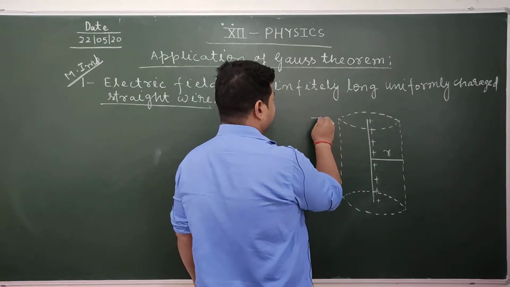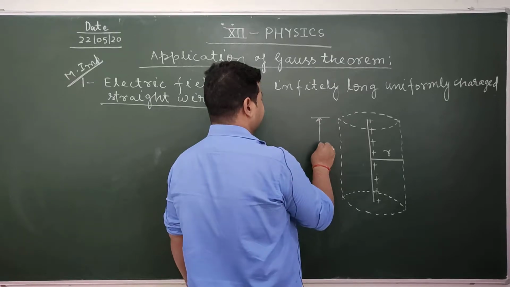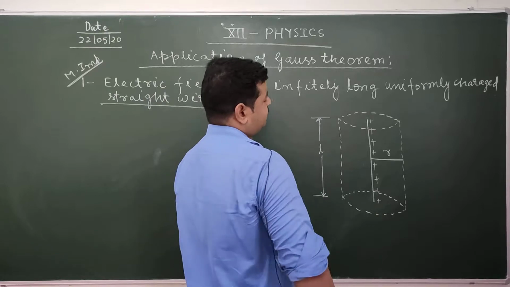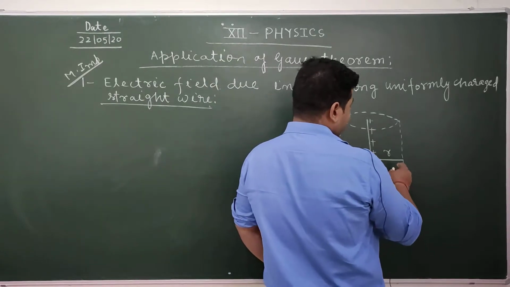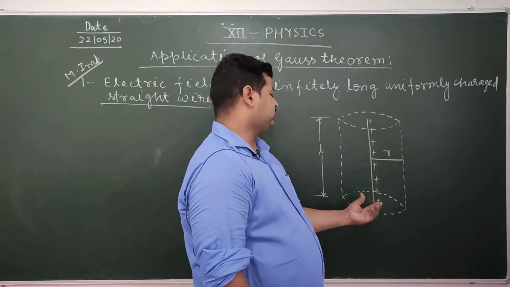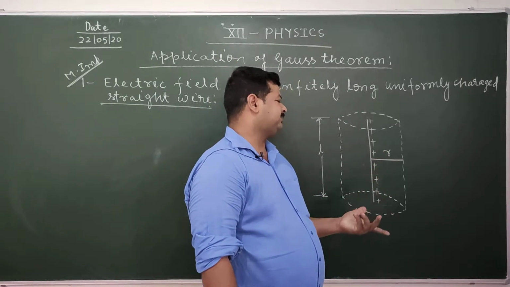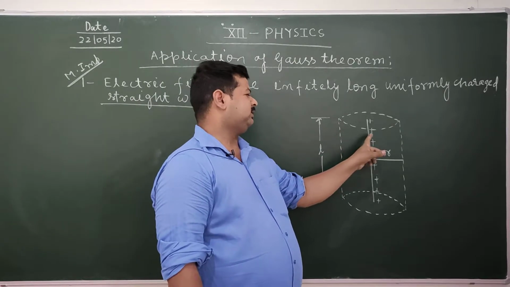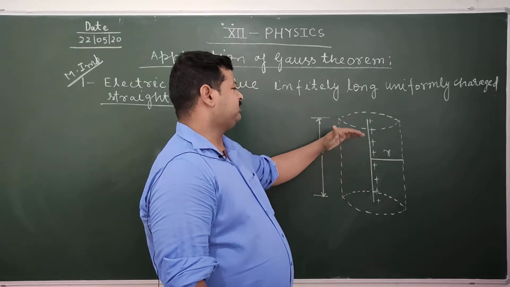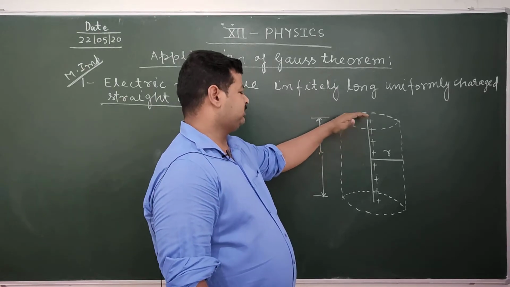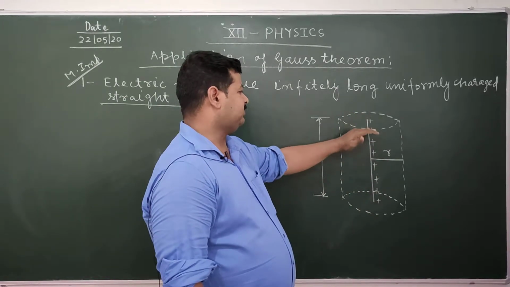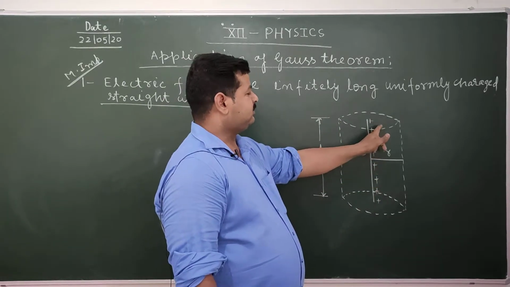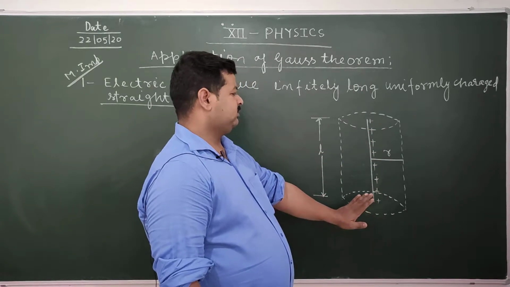Here we assume that the length of this straight wire is L. Here we observe that there are two types of surface. One is a curved surface and the other is circular, but the number of circular surfaces is two: one upper and one lower, top and bottom. So here we calculate the electric flux through these surfaces.